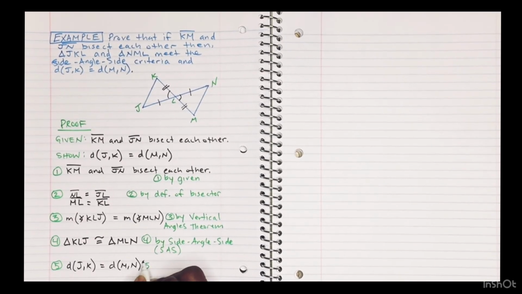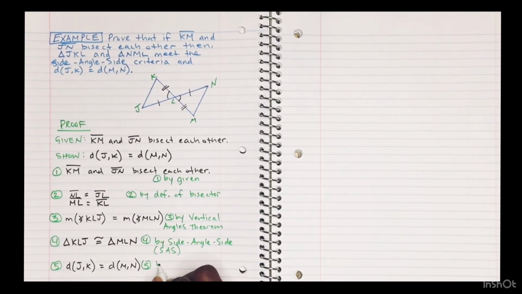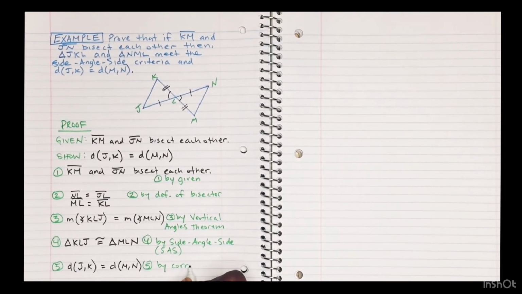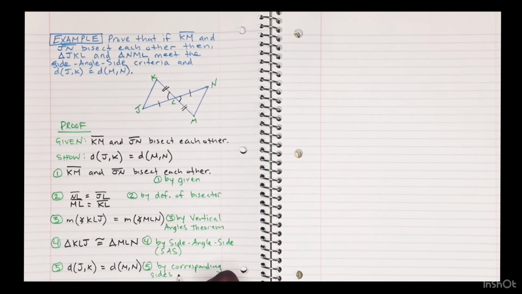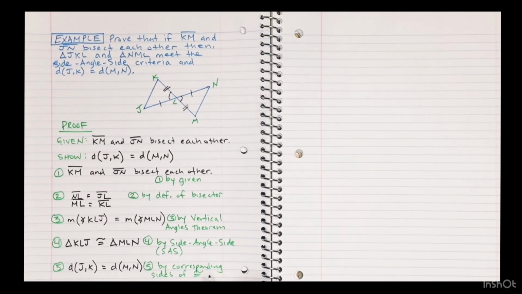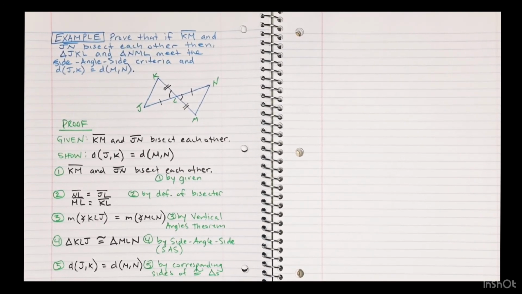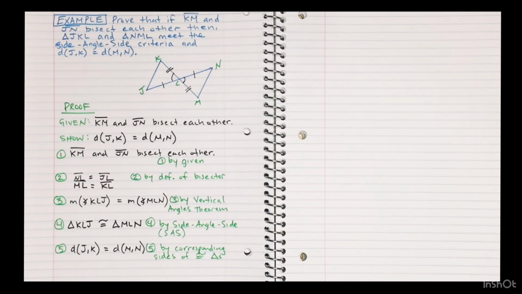And this justification is just by the corresponding sides of congruent triangles. We just use symbols for short. And that's the final step of your proof.